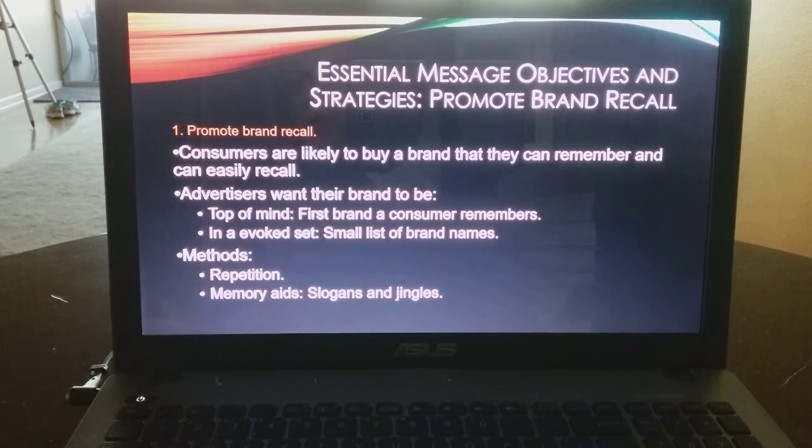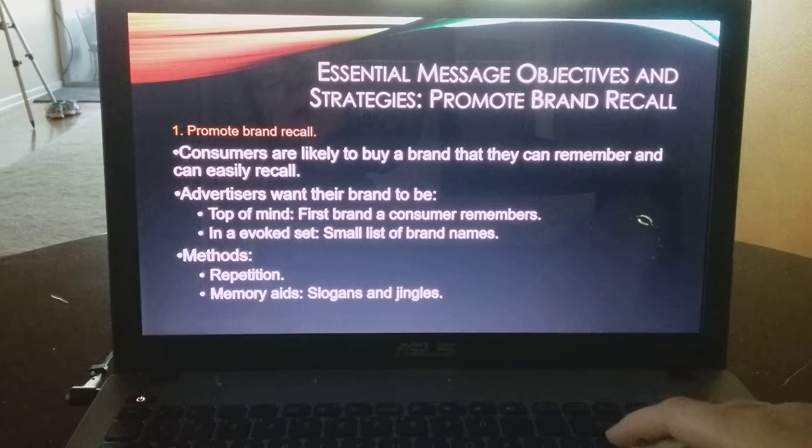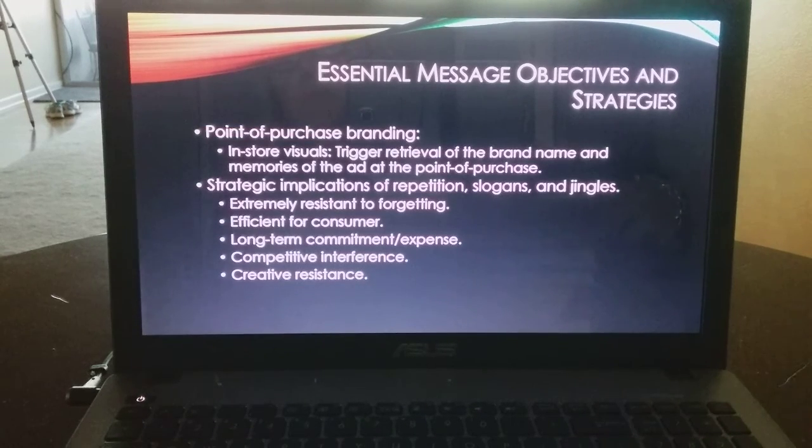Okay, so there are a few different things that we're going to look at. What is it that you're trying to get across? You're trying to get some kind of brand recall so people recognize it immediately. People tend to buy brands that they're interested in, and you could do that by repetition and having ads using slogans and jingles that people can remember.